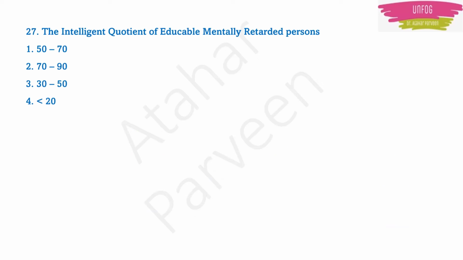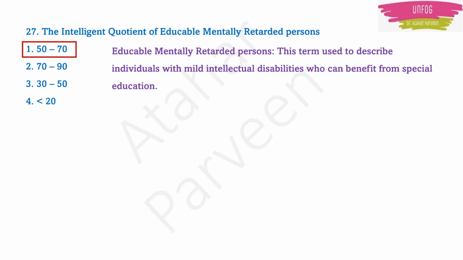Next, question number 27. The intelligent quotient of educable mentally retarded persons. So we have to say the IQ of educable mentally retarded persons. It is 50 to 70. Actually, these educable mentally retarded persons are those individuals which are having mild intellectual abilities. Their IQ is 50 to 70 because these individuals can benefit from special education.